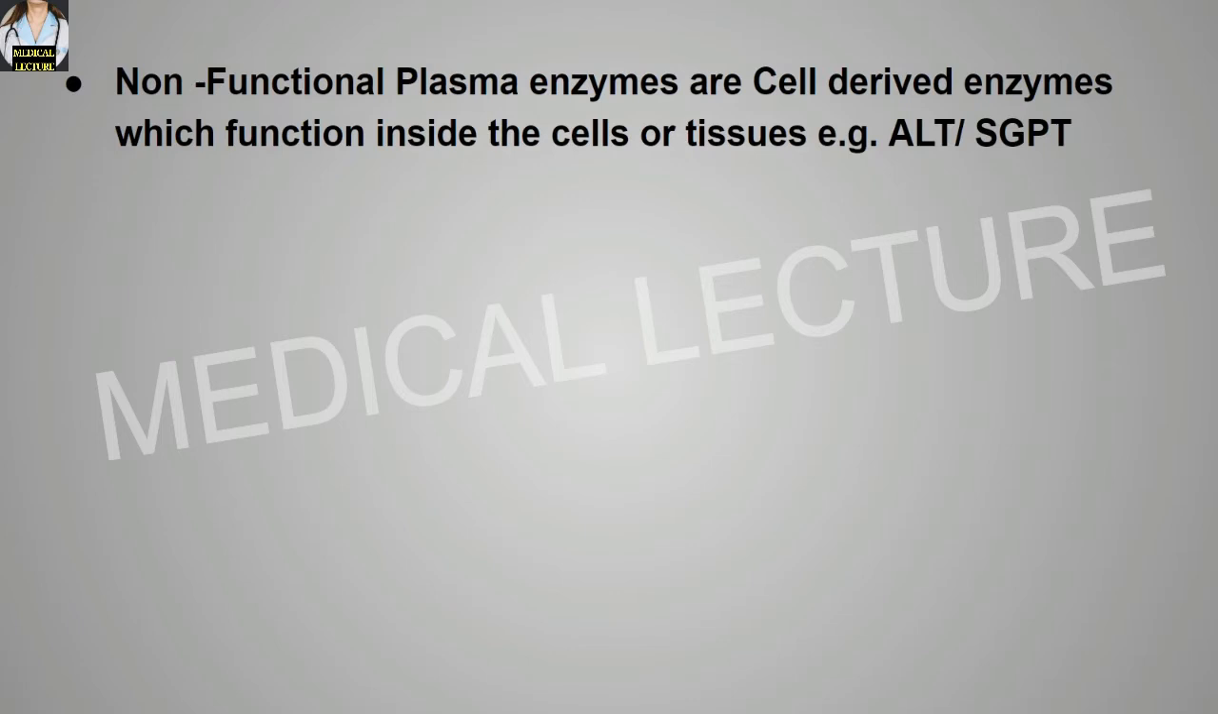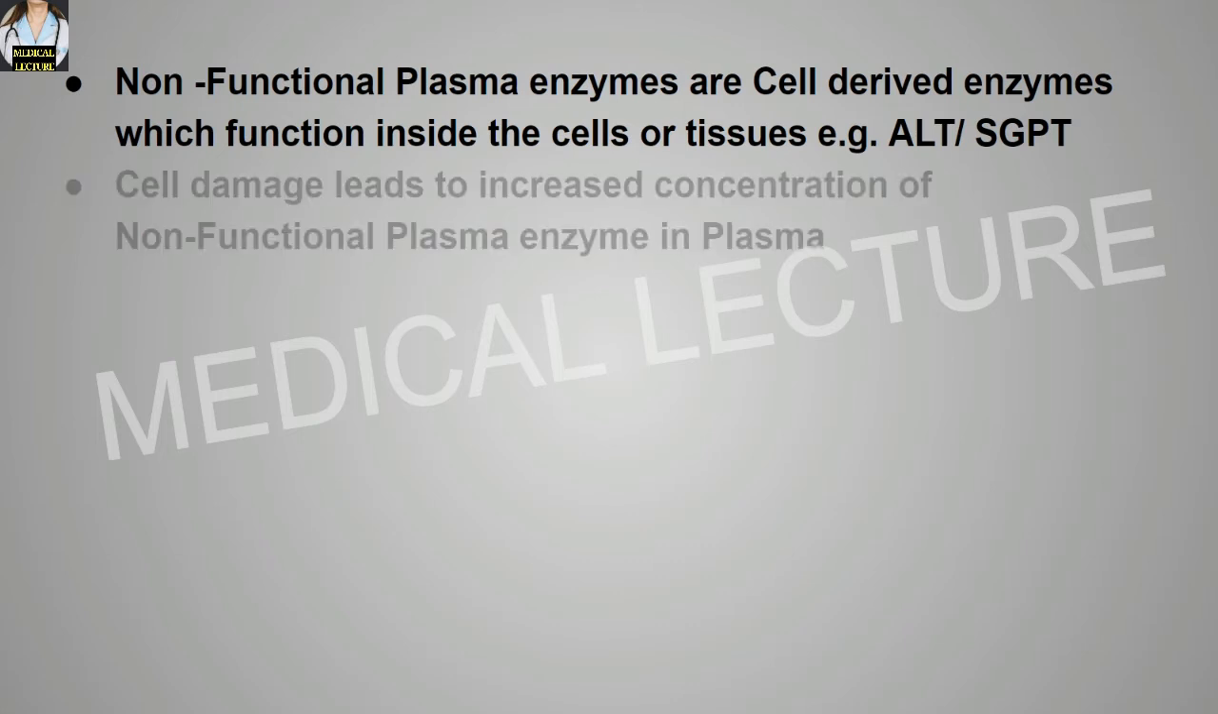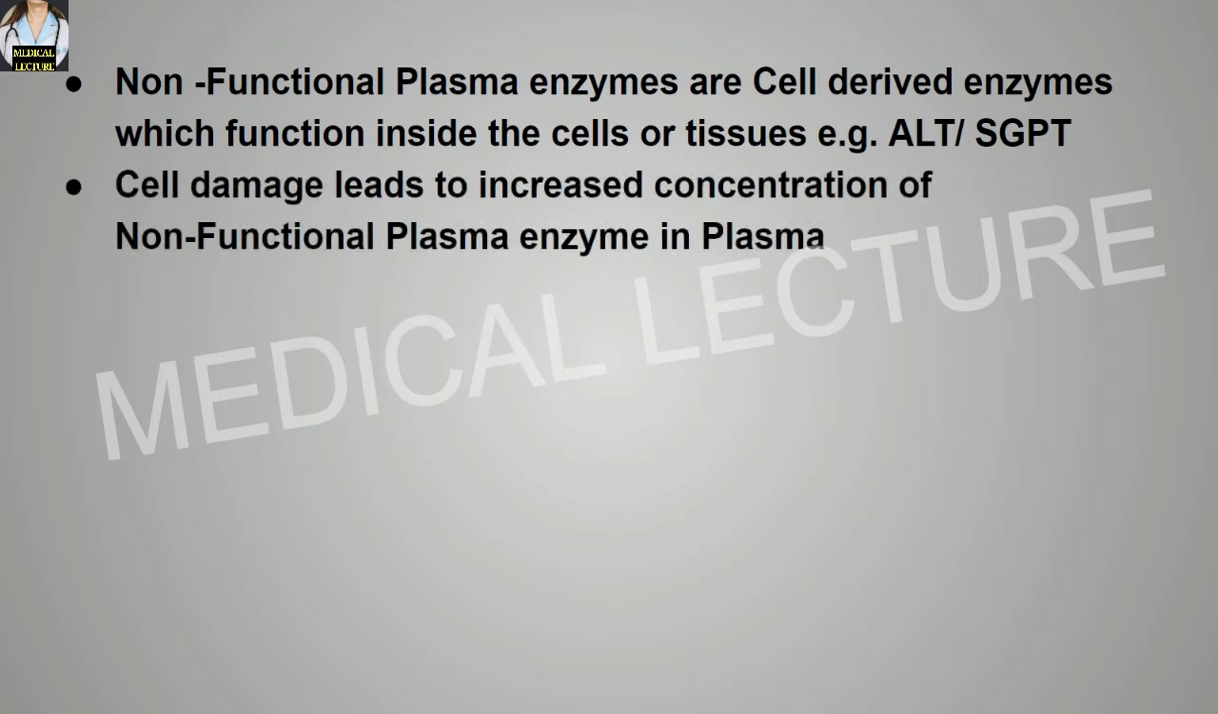Non-functional plasma enzymes are cell-derived enzymes which function inside the cells or the tissue, for example, ALT or SGPT. ALT is alanine transaminase, and SGPT means serum glutamate pyruvate transaminase. So, examples of the non-functional plasma enzymes are ALT or SGPT. Now, cell damage leads to increased concentration of the non-functional plasma enzyme in the plasma.